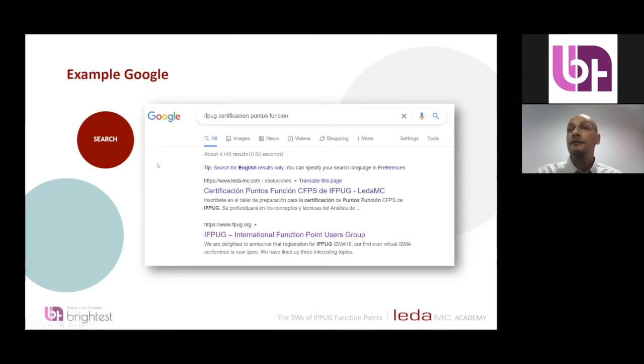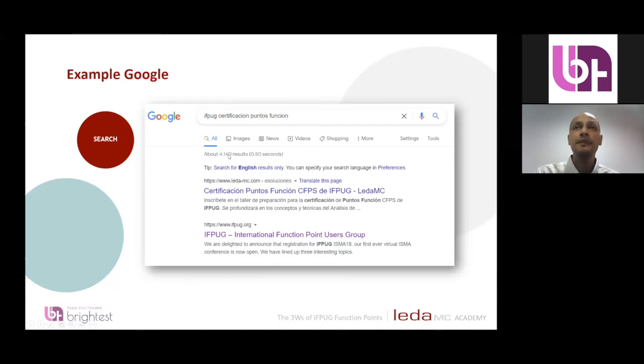But the difference between them is that the external output has to transform data. And in this case, if you see here, it says about 4,140 results. So we're getting the total results. So it's transforming the data that is each of the results, and it's adding every one of them. It's counting them and telling us how many of those results we have. And also it's telling us how much time it took to get those results. So in this case, we're going to count this as an external output because we have data that is transformed.